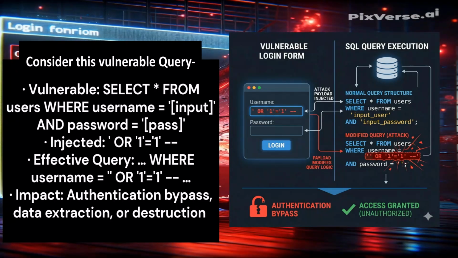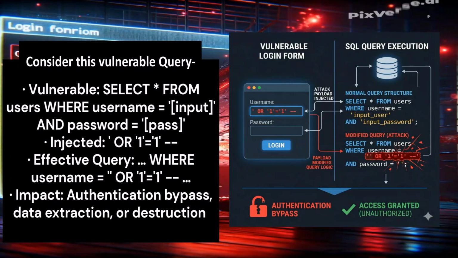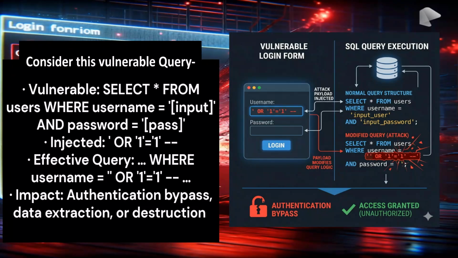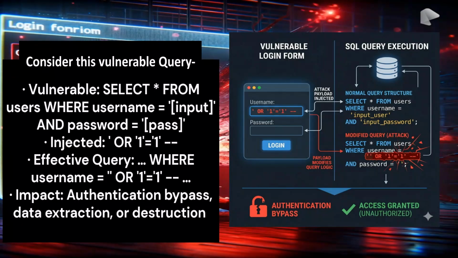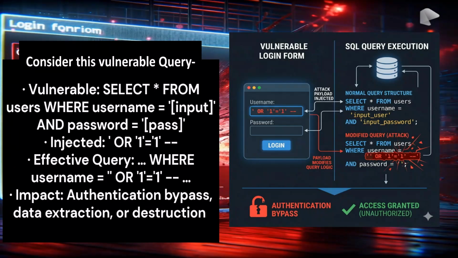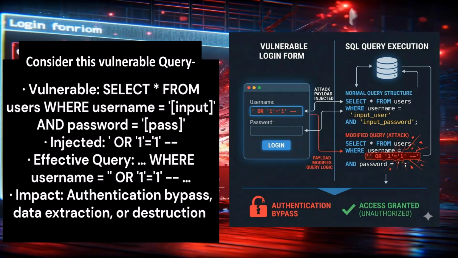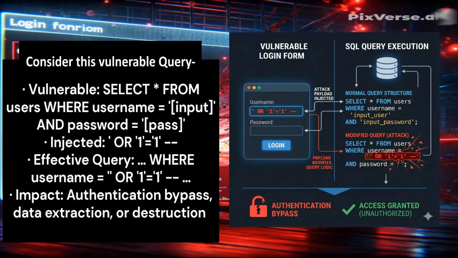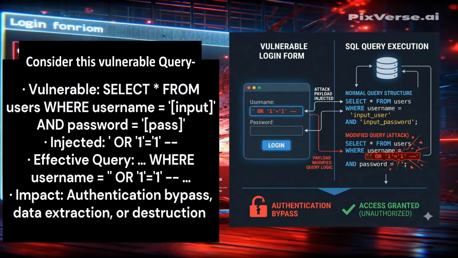The resulting query that actually gets executed becomes: SELECT * FROM users WHERE username = '' OR '1'='1' -- ' AND password = ;. The OR condition always evaluates to true. The double dash is a comment marker that tells the database to ignore everything that follows it. This completely bypasses authentication. Even more dangerous payloads can use UNION SELECT to extract data from other tables or DROP statements to delete entire tables.